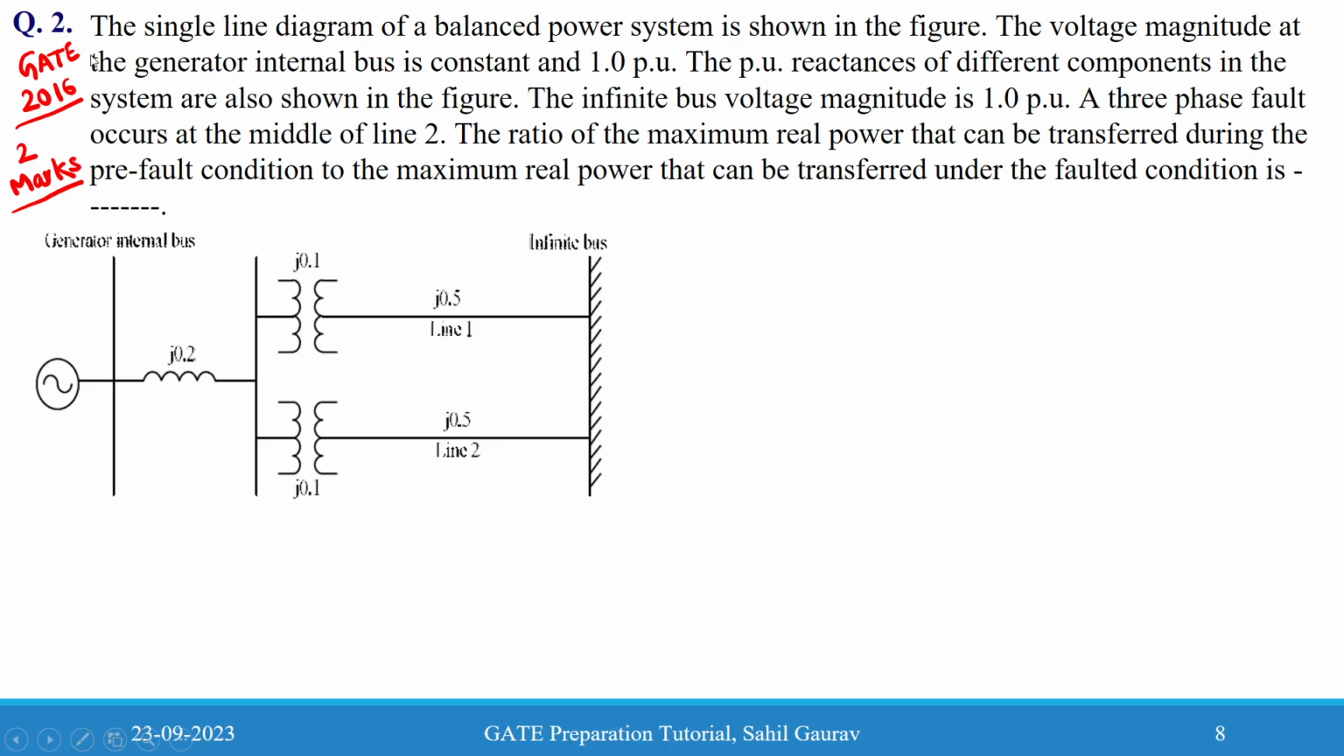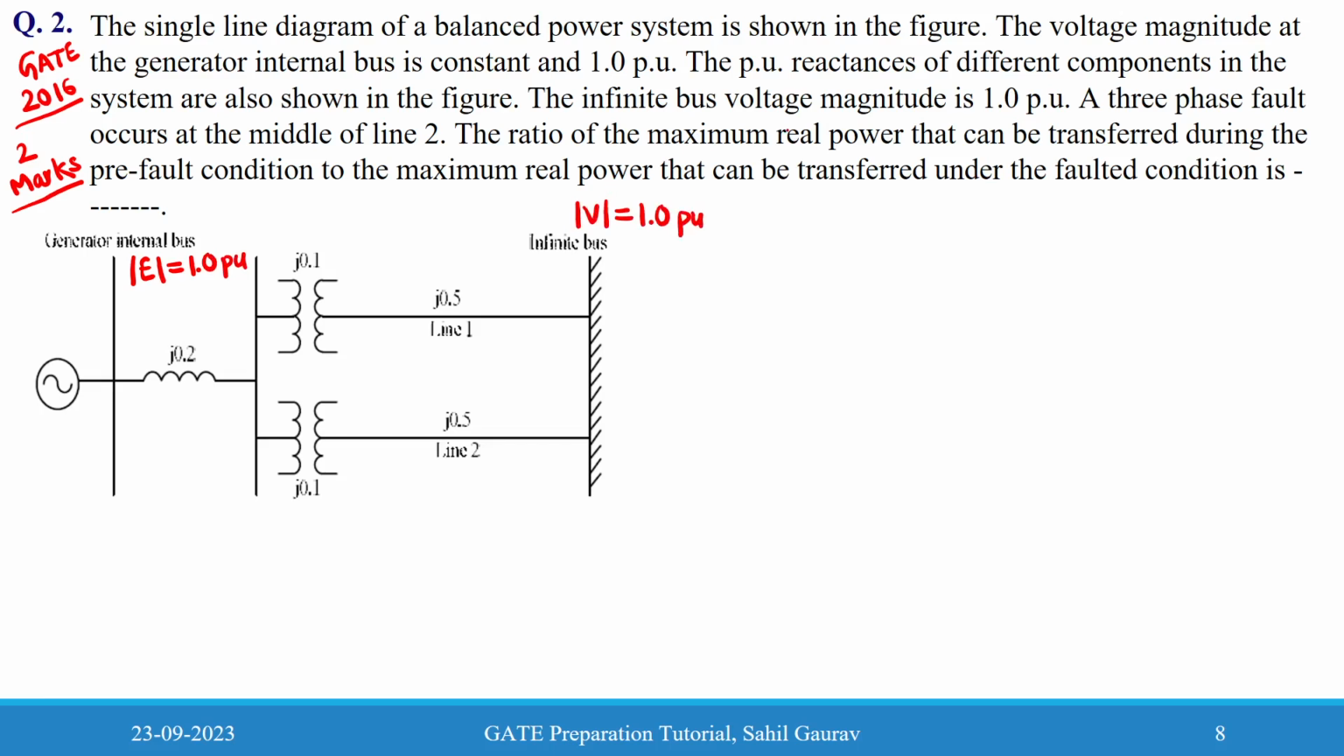So this question says that the single line diagram of a balanced power system is shown in the figure. The voltage magnitude at the generator internal bus is constant, 1.0 per unit. The per unit reactances of different components in the system are also shown in the figure. The infinite bus voltage magnitude is 1.0 per unit. This is the generator internal bus, and we can assume its magnitude as mod E. The infinite bus we take as V. It is also 1.0 per unit.